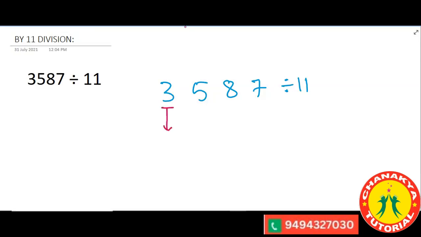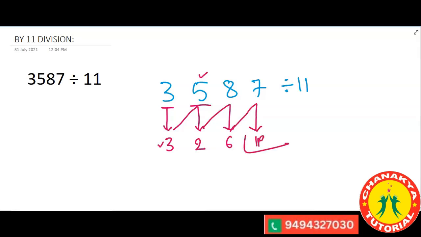Similar to 9 only, but here only one thing is different. See, drop the first digit as it is, that is 3. Earlier in case of 9, what did we do? Add it to the next number. This 3 plus 5 is 8. But here it is not addition, it is subtraction. And that subtraction is always from the above number minus the below number. Okay, 5 minus 3 is how much? 2. Next, 8 minus 2 is how much? 6. Next, 7 minus 6 is how much? 1. So that's all. Our answer is ready.